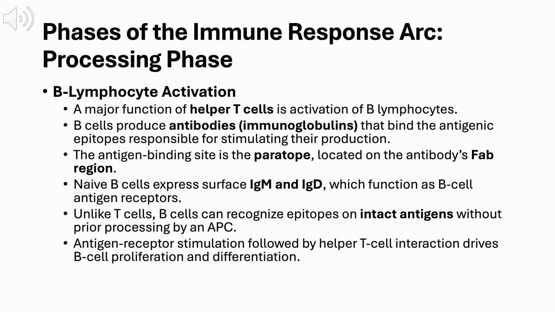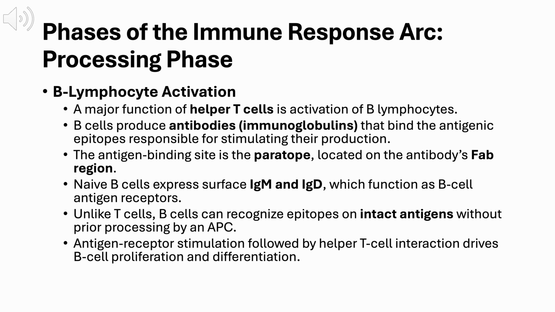Naive B-cells display surface IgM and IgD, which serve as their B-cell antigen receptors. Here's a key contrast with T-cells. B-cells can recognize epitopes on intact, unprocessed antigen. They don't need an APC to chew it up first. That's a fundamental difference in how the two lymphocyte lineages see the world.